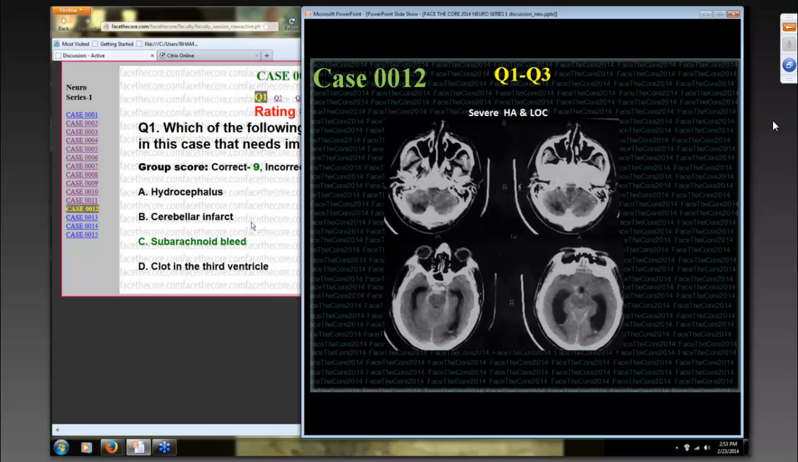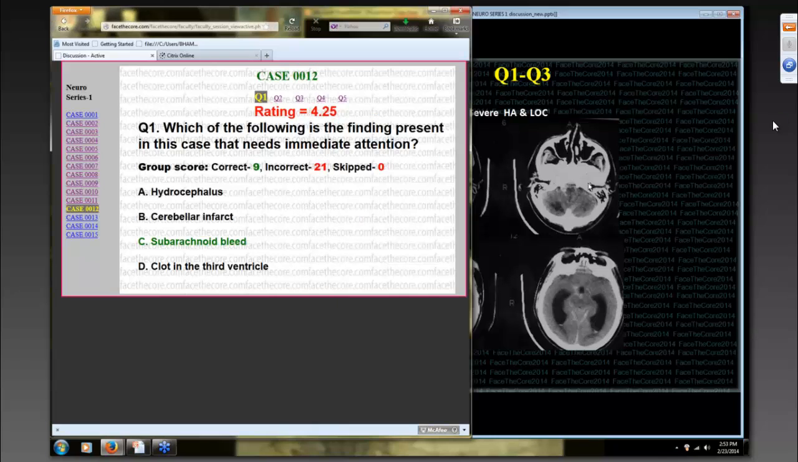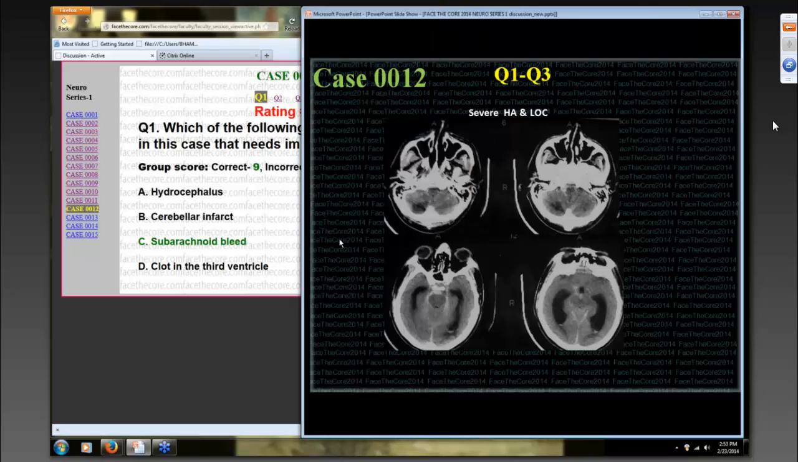And cerebellar infarct, which is seen in this patient. In the right cerebellum, you see this large low density lesion, which is likely to be an infarct. That doesn't need the immediate attention compared to the subarachnoid bleed, which probably is the primary pathology in this case, which needs to be evaluated.